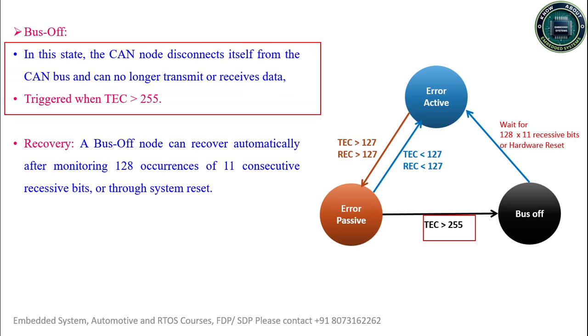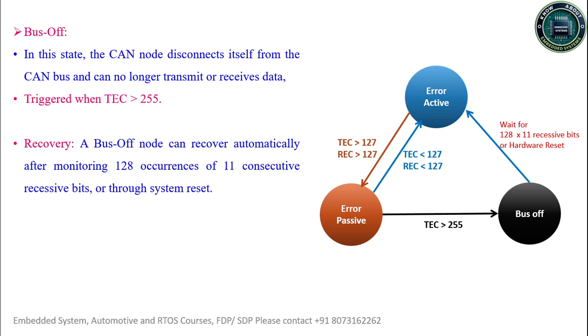You can see here, in this state the CAN node will disconnect itself from the CAN network, and it cannot transmit any data and cannot receive any data. So your ECU will enter into bus off state with no communication. It disconnects itself. Okay, this is one important thing you should know, and this will happen only whenever your error counters are greater than 255. So this is called bus off state.